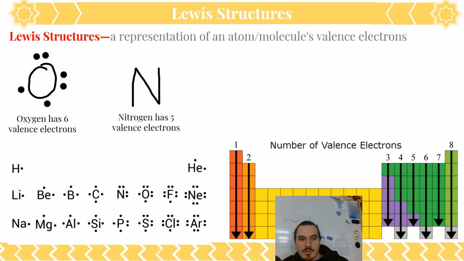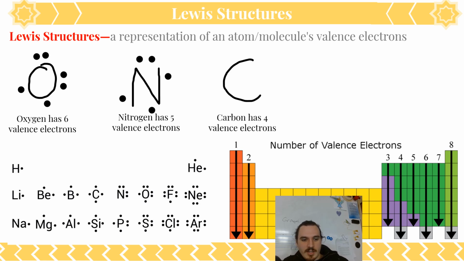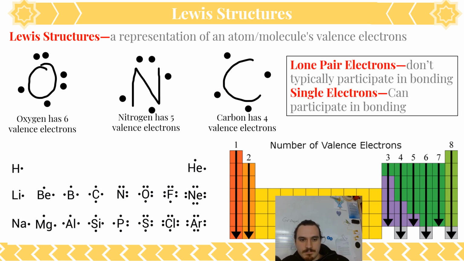If we wanted to do nitrogen, nitrogen is in group 15, so it should have 5 valence electrons: 1, 2, 3, 4, 5. This one has 1 lone pair and 3 unpaired electrons. Then for something like carbon, carbon has 4 valence electrons. It's in group 14, so it's got 4. And we can draw those 4 like that. So carbon actually has 4 unpaired electrons, which means it can do a lot of bonding.